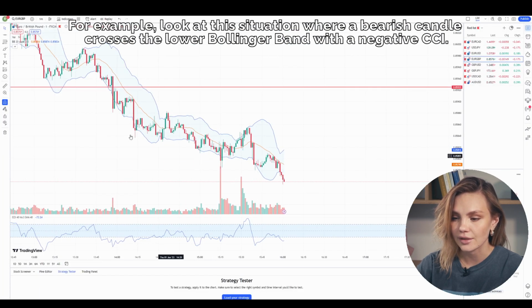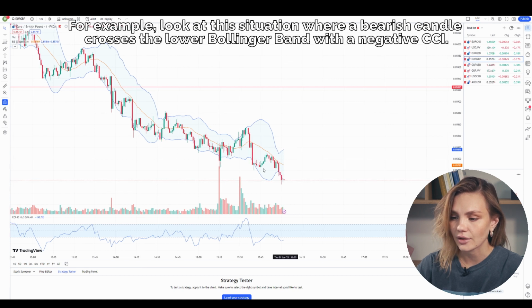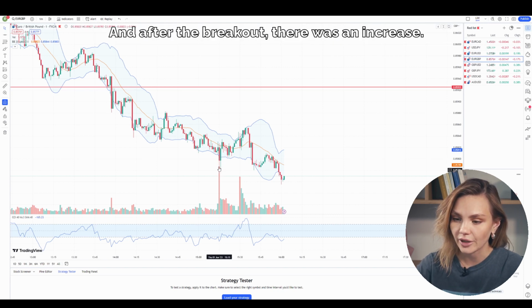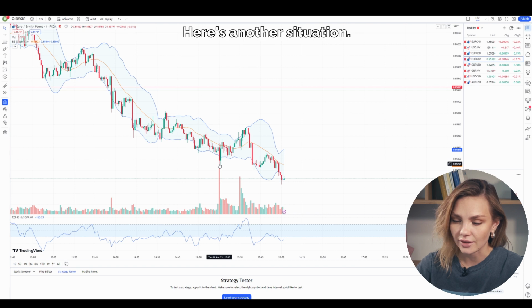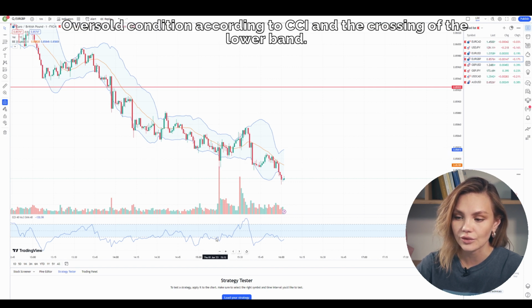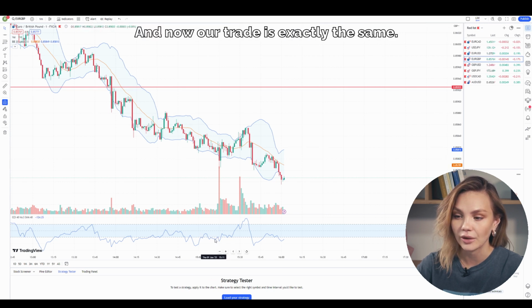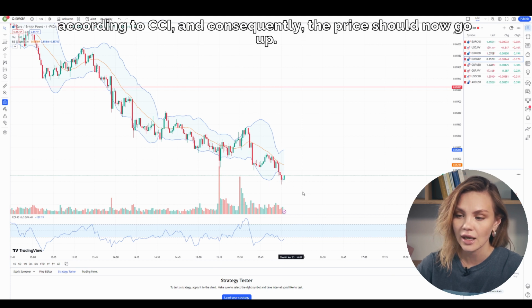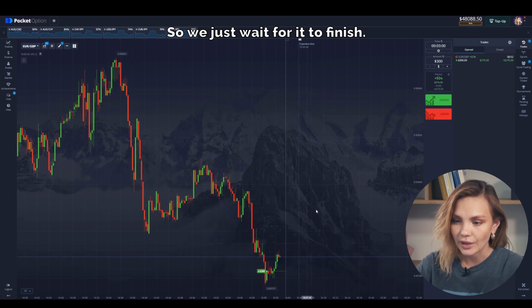For example, look at this situation where a bearish candle crosses the lower Bollinger Band with a negative CCI. It's exactly the same as now. And after the breakout, there was an increase. Here's another situation, oversold condition according to CCI and the crossing of the lower band. The price also increased, and our trade is exactly the same. A red candle crossed the lower Bollinger Band, the indicator entered oversold territory according to CCI, and consequently, the price should now go up. So we just wait for it to finish.